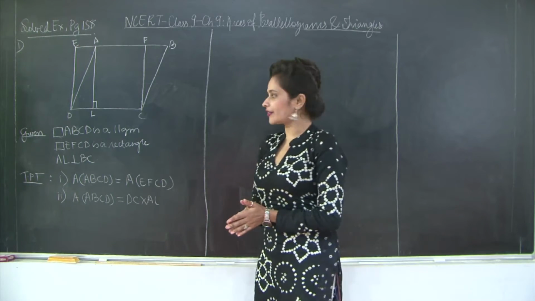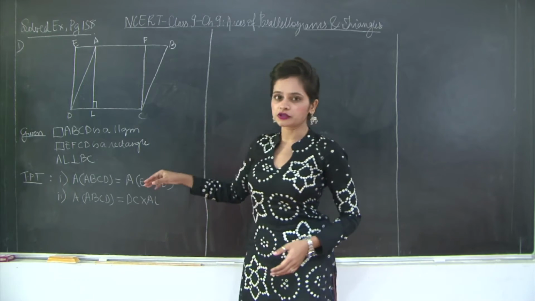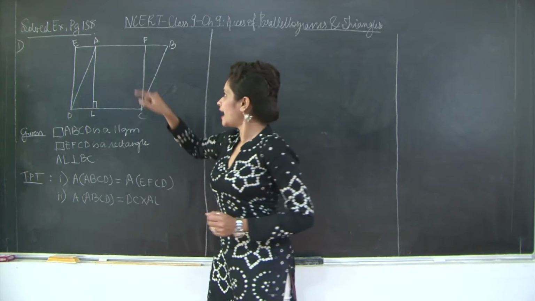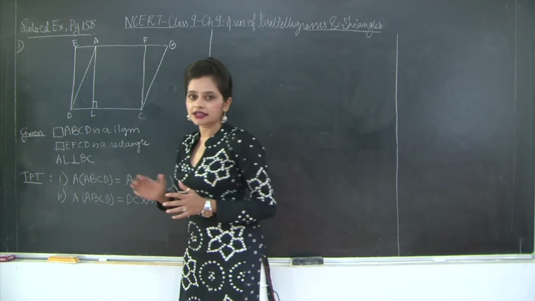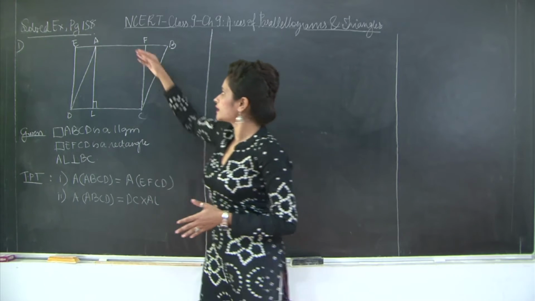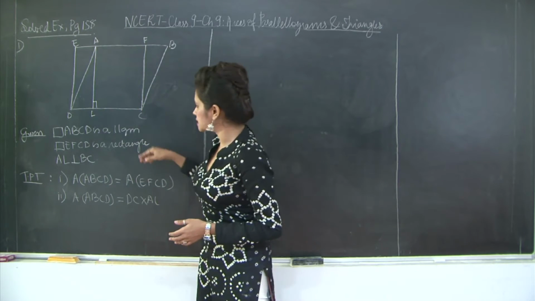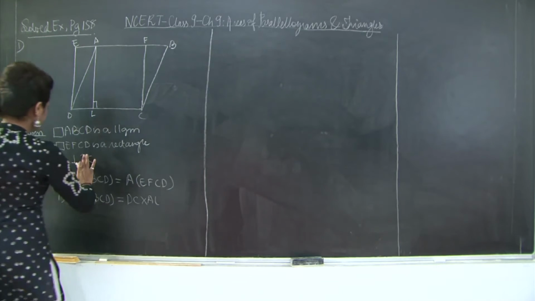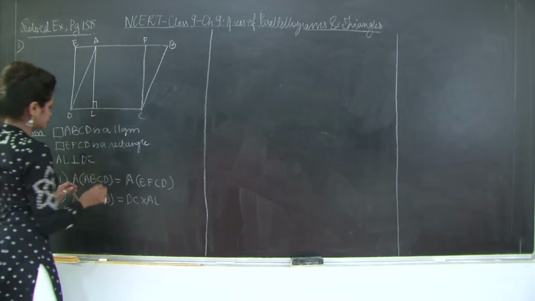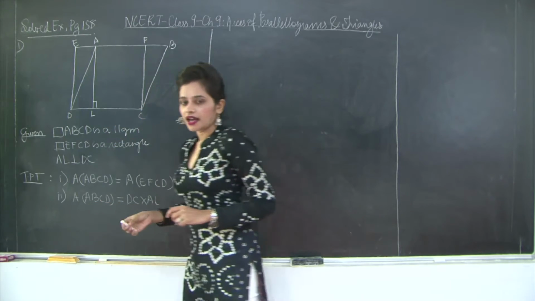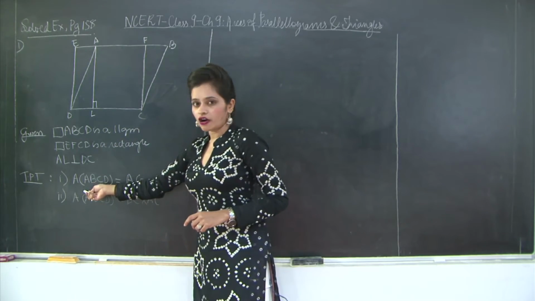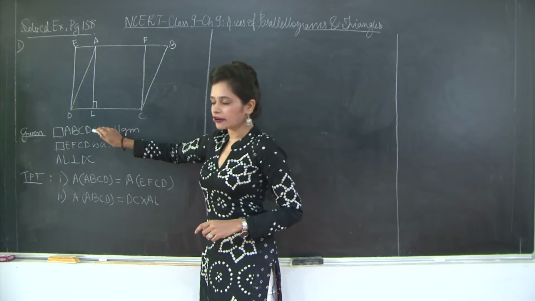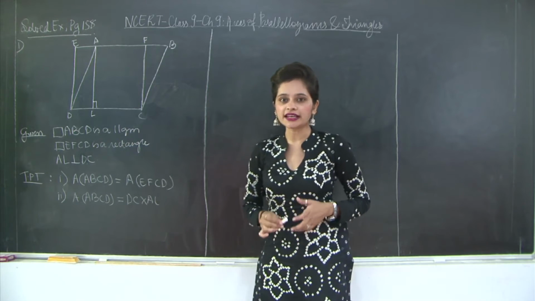So it's been given that ABCD is a parallelogram. So let's take a look at ABCD. We have ABCD is a parallelogram and EFCD is a rectangle. Also that AL is perpendicular to DC. I need to prove that area of ABCD is equal to area of EFCD. So the area of this parallelogram and this rectangle, we have to prove that it is equal.